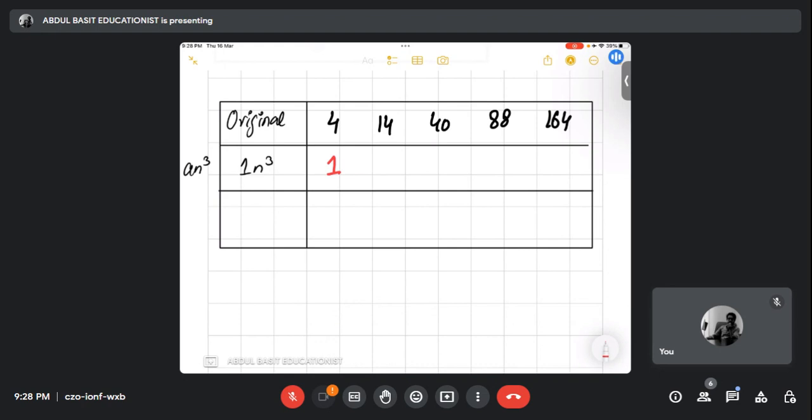Make it quick, everybody. 1 cube is 1, 2 cube is 8, 3 cube is 27, 4 cube is 64, 5 cube is 125. Now here we subtract, agree?